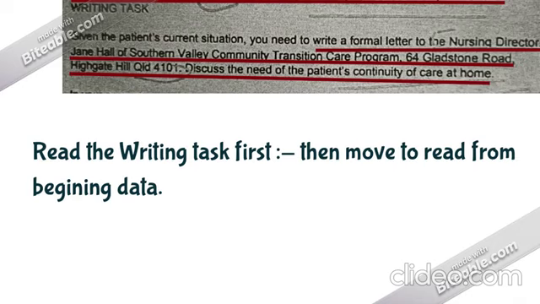Given the patient's current situation, you need to write a formal letter to the nursing director, Jane Hurd of Southern Valley Community Transition Care Program, 64 Gladstone Road, Highgate Hill, QLD 4101. Discuss the need for the patient's continuity of care at home. So in this writing task, we can come to know that we are writing a formal referral letter to the nursing director, and our requirement is continuity of care at home. And this is not a known case letter. So this much information we got from the writing task.